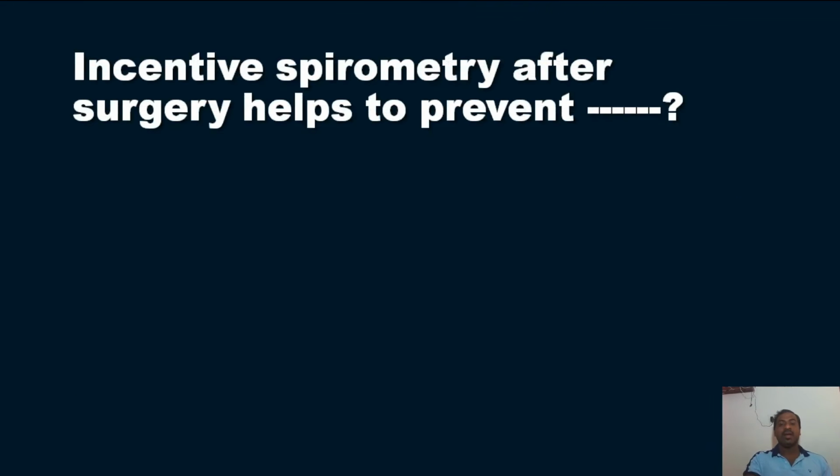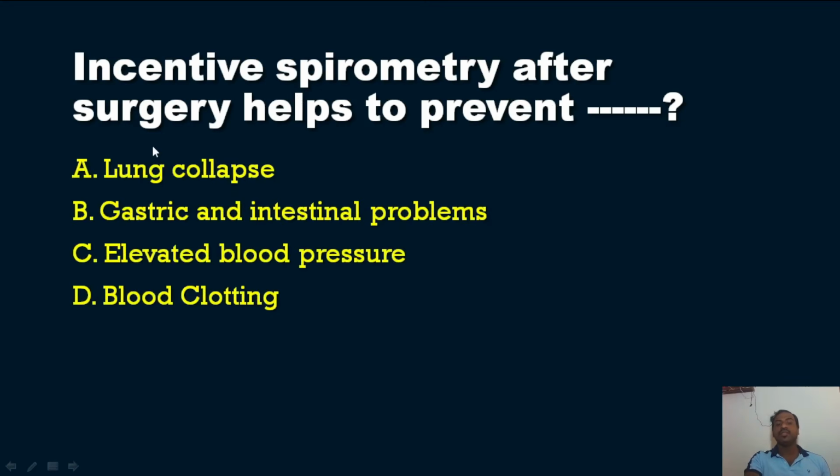So next question also is very, very important. Incentive spirometry after the surgery helps to prevent dash. In the ICU setups, we know that we used to provide incentive spirometer to the patients for some reason. So what is the reason? Your options are, first one is lung collapse, the second one is gastric and intestinal problems, the third one is elevated blood pressure, and the final one is blood clotting.